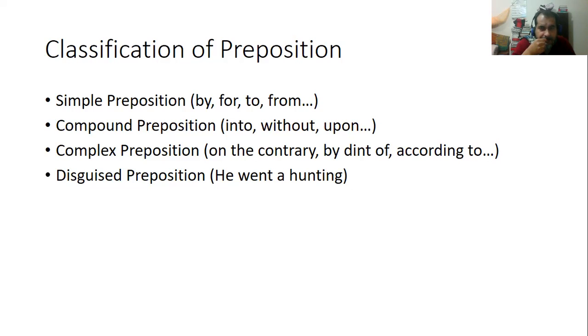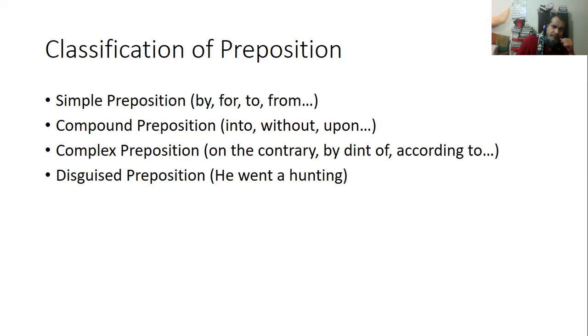For example, into. The boy entered into the room. Then other examples are without, upon. So these are the examples of compound prepositions. And while we read our texts, we come across such types of prepositions very widely. Most often we find these prepositions in our text.